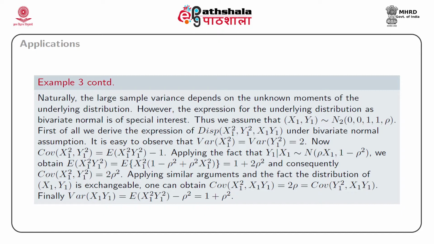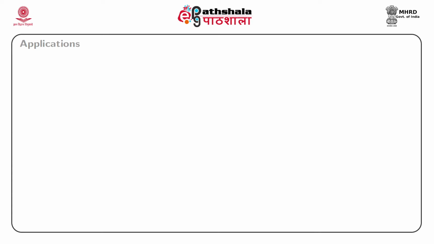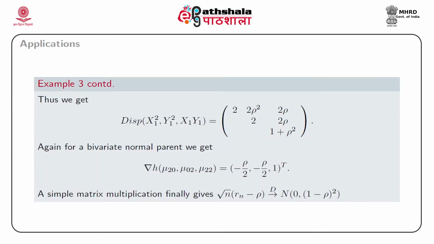So we get the covariance between x1 square and x1 y1 as twice rho, which is also equal to the covariance between y1 square and x1 y1. And finally, looking at the fact that the variance of x1 y1 equals the expected value of x1 square multiplied by y1 square minus rho square, we find this as 1 plus rho square. Thus, we finally get the dispersion matrix of the vector with elements x1 square, y1 square and x1 y1 as a 3 cross 3 matrix with elements 2, 2 rho square and 2 rho in the first row.